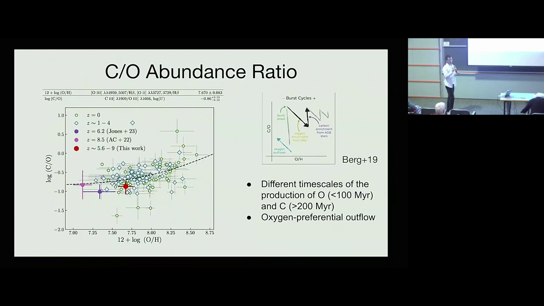So the carbon to oxygen abundance ratio is regulated by two mechanisms. The first is the different production timescale of carbon and oxygen, and secondly is the oxygen preferential outflow from the supernovae of short-lived stars. So this lower carbon to oxygen abundance ratio may indicate the high redshift galaxies have a very rapid assembly of stellar mass within a timescale of 100 million years, or they have an oxygen preferential outflow.